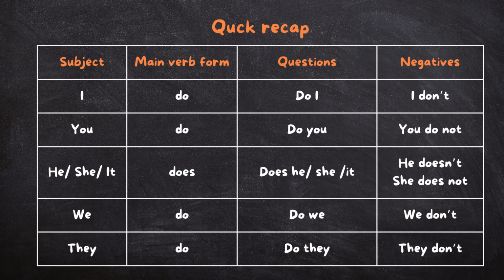For we, we have do. We don't, or we do not. For they, the main verb form is do. Questions, do they? Negatives, they don't or they do not.